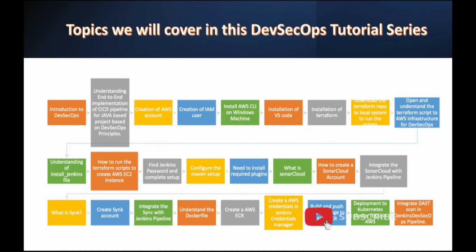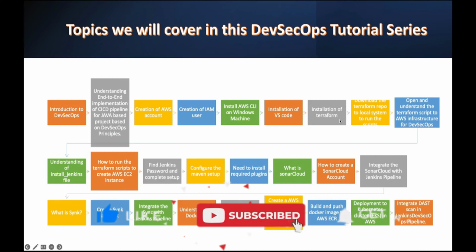I think the first one, the introduction of DevSecOps, is done, and understanding the implementation of CI/CD, the PPT has been shown to you. From the third step onwards, we are going to do it. First we will create an AWS account. Once it is done, we'll create an IAM user to log in to that AWS account. Then we will install AWS CLI, Visual Studio and Terraform on your local machine or else any EC2 instance as well.